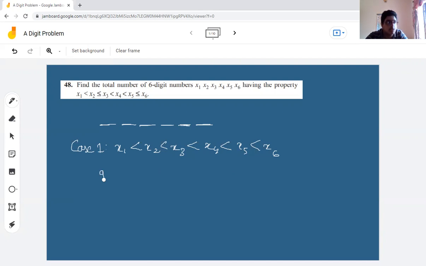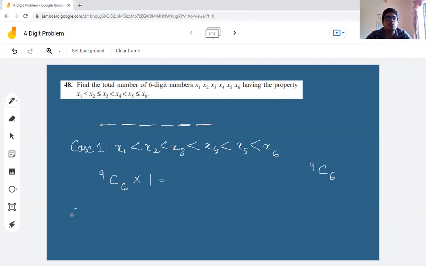Out of these 9 digits, I have to choose 6 distinct ones, because I've assumed only less than. Remember, just choose, I am not arranging them. Why? Because there's only one way to arrange them in ascending order. I just choose 6 of them and arrange them in ascending order, which means I have only one way of doing that, so just multiplied by 1, no other permutations. So this is just 9 choose 6.